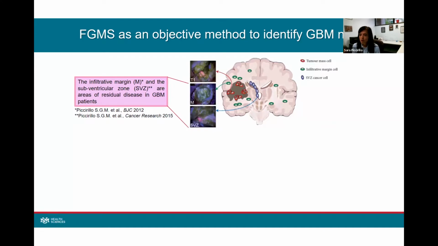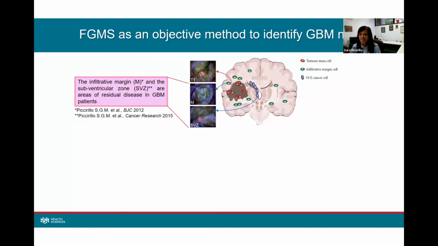Because of the presence of 5ALA also in the subventricular zone, we had the ethical justification to sample this area, and we went ahead, and for those patients in which we could see fluorescence in the subventricular zone, we also sampled that area. So we were performing multiple sampling on the tumor mass, on the infiltrative margin, and also on the subventricular zone. We performed genomic analysis and phenotypic analysis of all the cells isolated from this area.